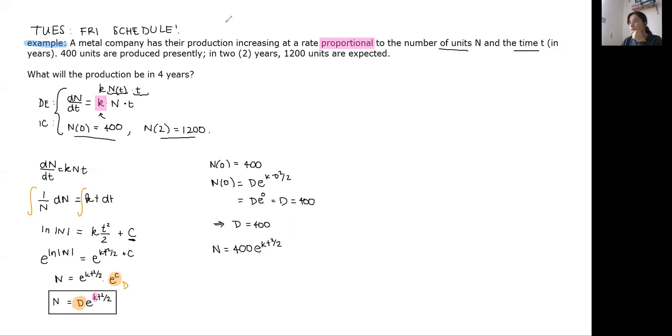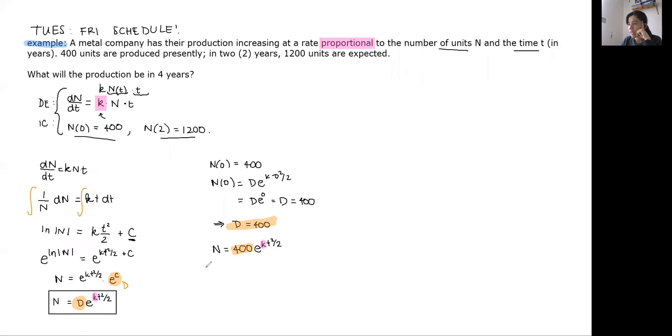Okay, so at this point, what I've done is to find the value of d, and then I can replace that value into the expression that I know for the production at any given year, but I still have to find the value of k. Right? So in order to find the value of the constant k, I'm going to do the same thing, but for n is equal to 2.